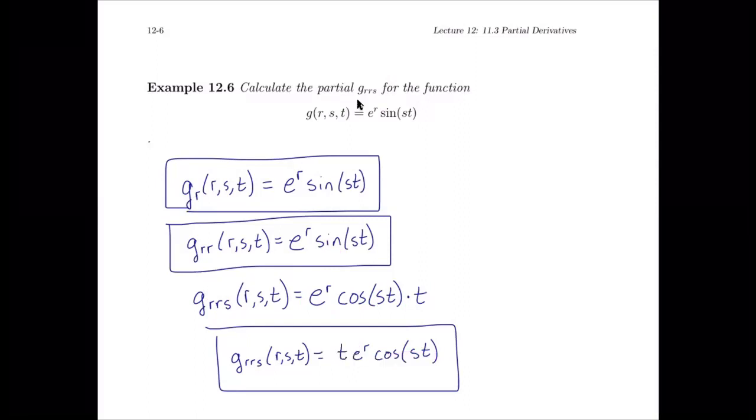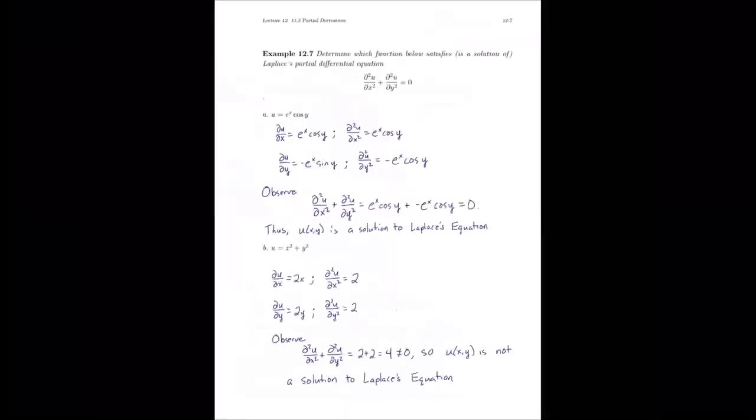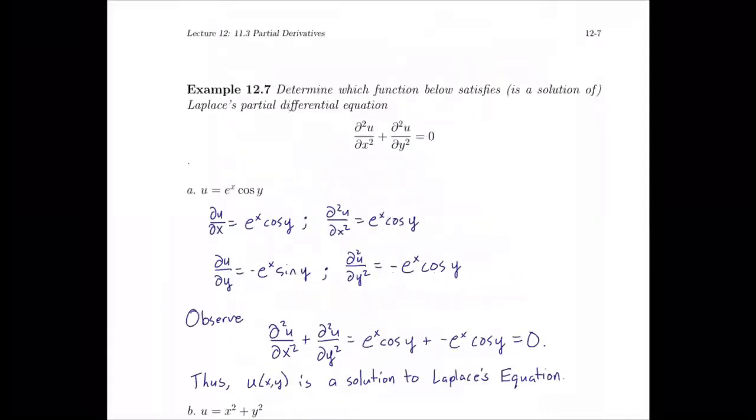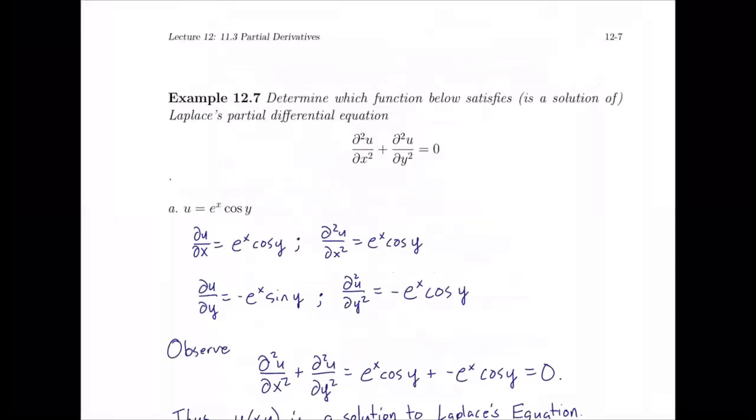So that can be done indefinitely. Ad infinitum, we could take more and more partial derivatives as needed. They're about as easy as normal derivatives are. One last thing to see is just confirming solutions of a differential equation. In this case, it's actually a partial differential equation. What we have here is Laplace's equation.